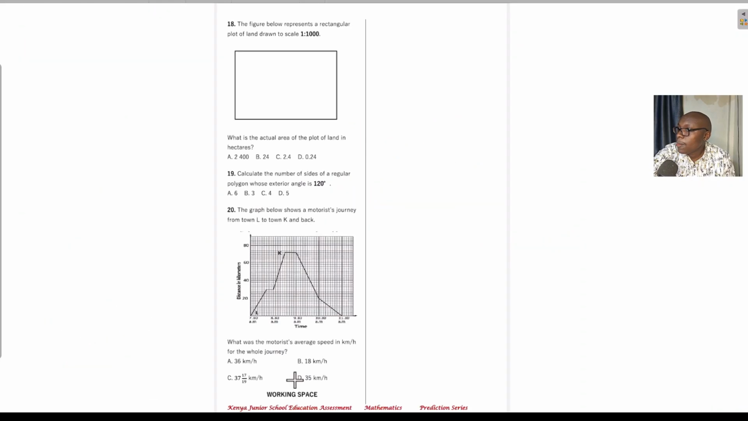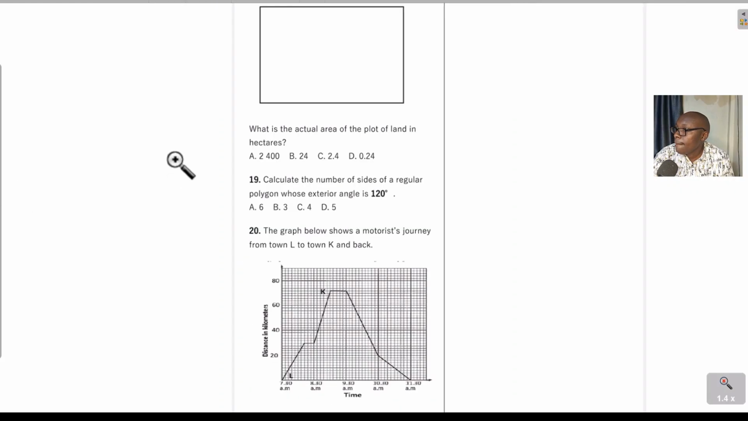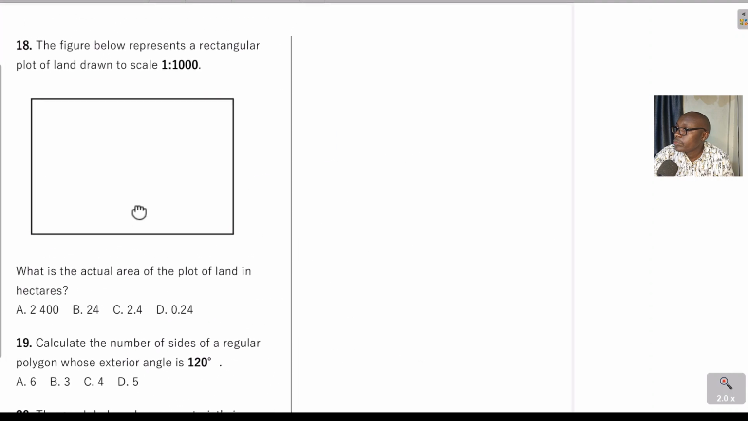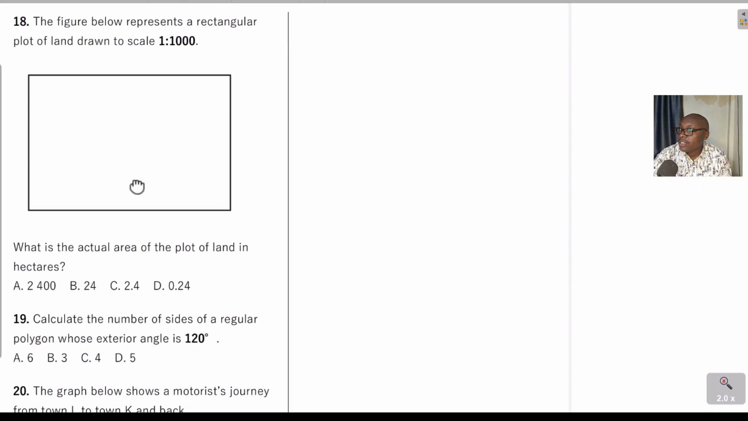We go to question 18. The figure below represents a rectangular plot of land drawn to scale 1:1000. What is the actual area of the plot in hectares? The first thing you need to understand about this scale is that 1 centimeter on the map represents 1000 centimeters on the ground.